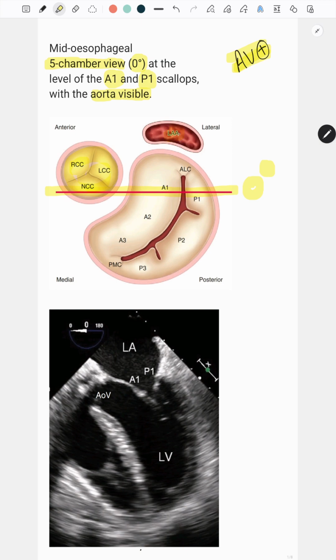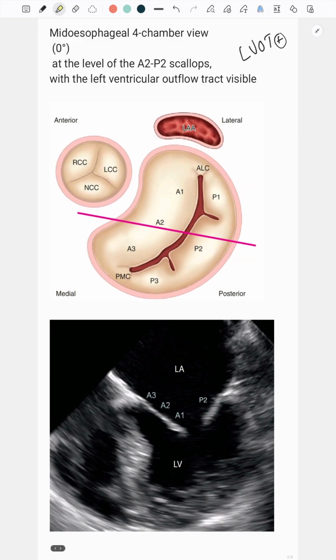This is the left atrial appendage on the lateral aspect, and this is the posteromedial commissure, this the anterolateral commissure. These are the anterior segments of the mitral valve, and these are the posterior mitral valve segments. In this transesophageal echo image we can see the aortic valve, left ventricle, and A1 and P1 segments, which are more pronounced in the 5-chamber view.